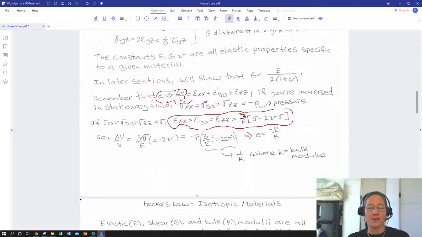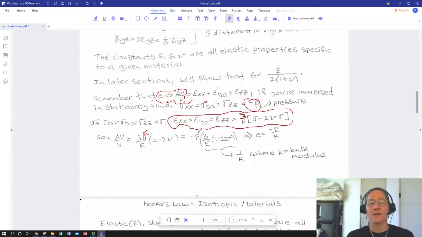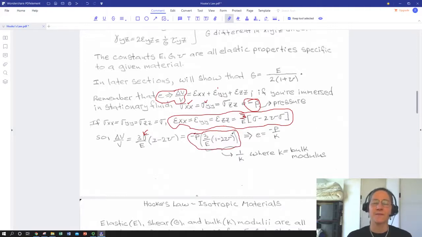So our volumetric strain is just simply 3 times our stress in any one of our normal directions, provided they're all the same, divided by our elastic modulus times 1 minus 2 times the Poisson's ratio. And in this case we're saying that we're immersed in a fluid or whatever, so that stress is equal to negative pressure. Remembering our stress is default positive if it's tensile. So pressure is compressive, so sigma equals negative P. So we can get this relationship between pressure, which is the same as negative normal stress in every direction, and our volumetric strain.